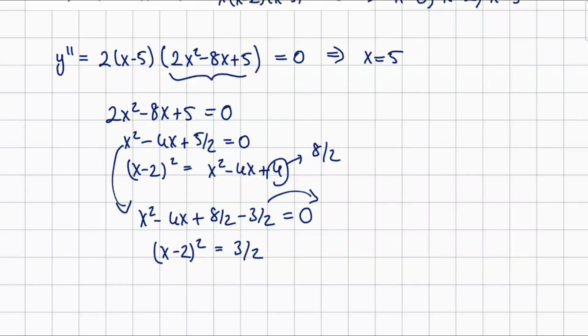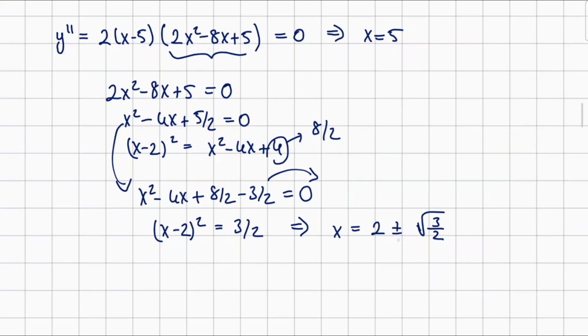So I'm going to take the square root of both sides, and please don't forget the plus minus. And we get x is equal to 2 plus or minus root 3 over 2. So our important points from the second derivative, the places where concavity might change, are these 2 points, where x is equal to 2 plus root 3 over 2 and x is equal to 2 minus root 3 over 2. And of course x is equal to 5.